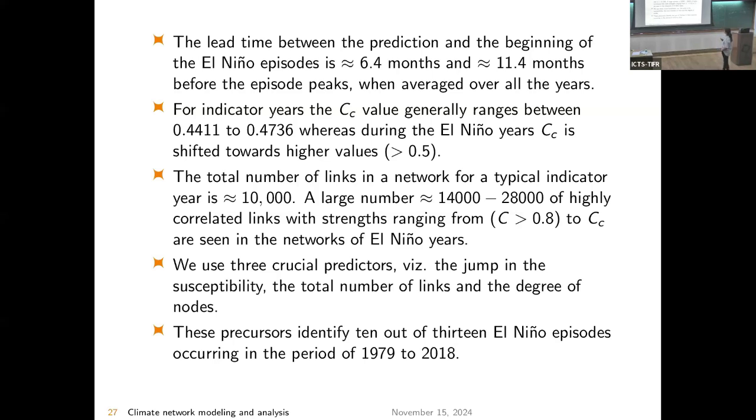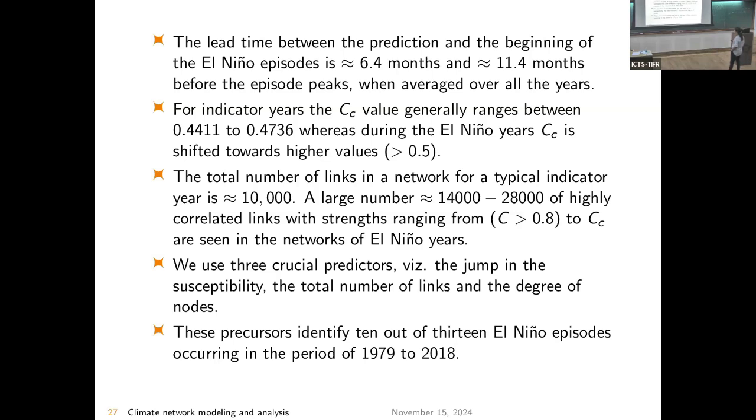So we have made a prediction on 31st of December for each year. The lead time which we get between the prediction and the beginning of the El Nino episode is 6.4 months, and we predicted before the El Nino episode peaks, that is 11.4 months when we take averages. We find the indicator values vary, so we can find a certain threshold for the indicator years, which differentiates between the indicator years and the El Nino years.